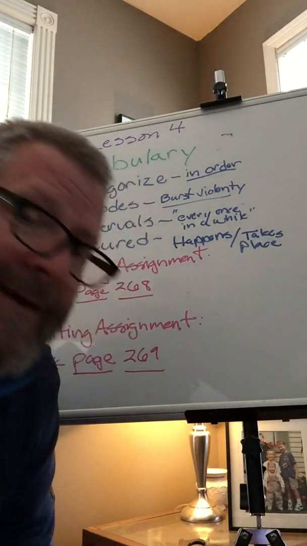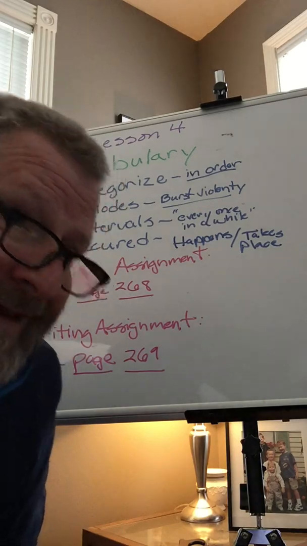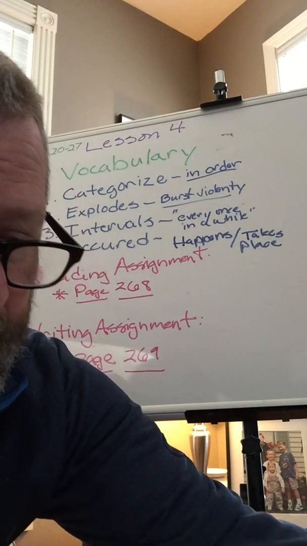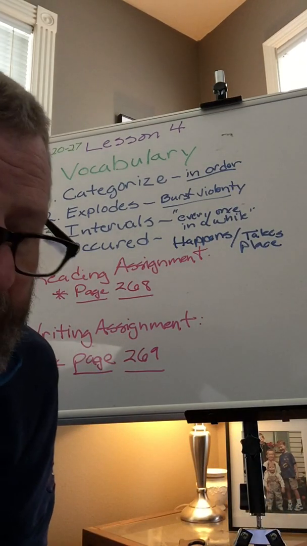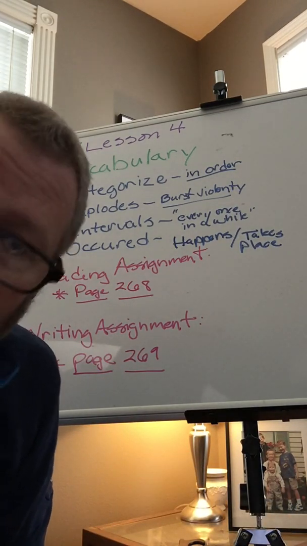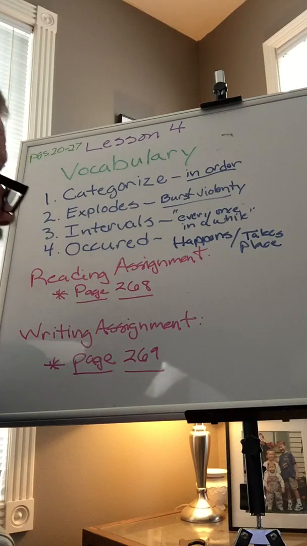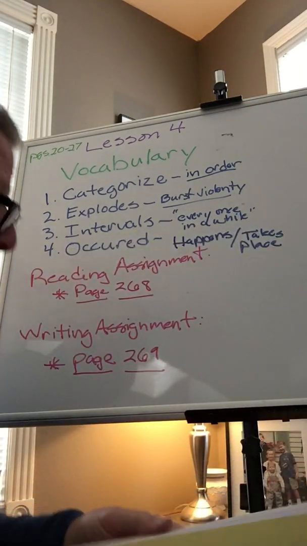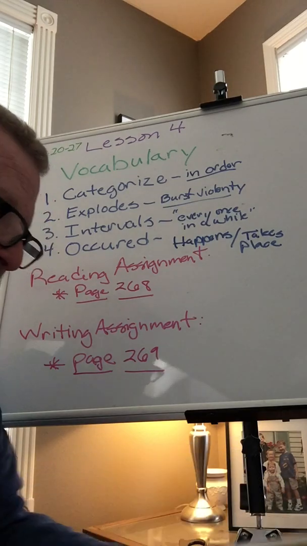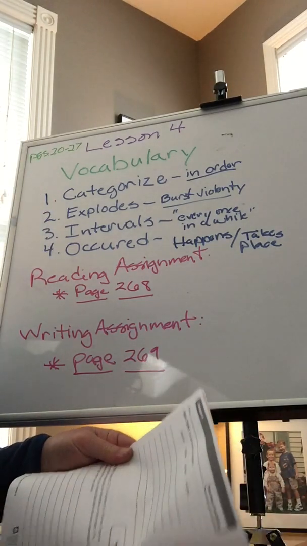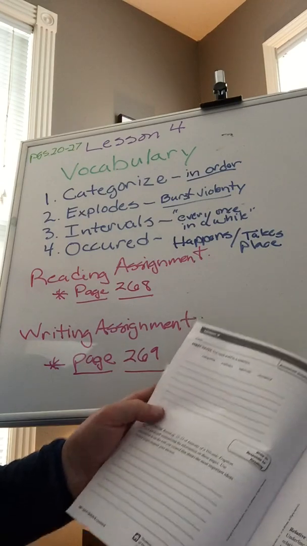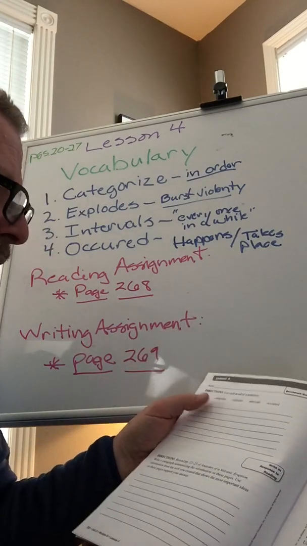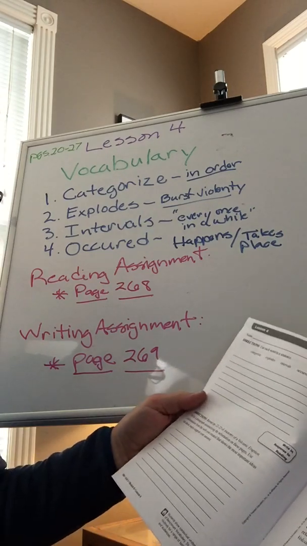We are done with our reading. Let's check out what your assignment is. This is for Lesson 4, boys and girls. Lesson 4, if you are following the schedule, is for Thursday, the 23rd. Grab your Reader Writer's Journal. It is on page 267. You are to write some words in a sentence: categorize, explodes, intervals, and occurred.